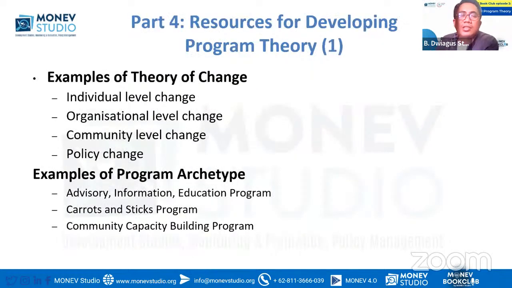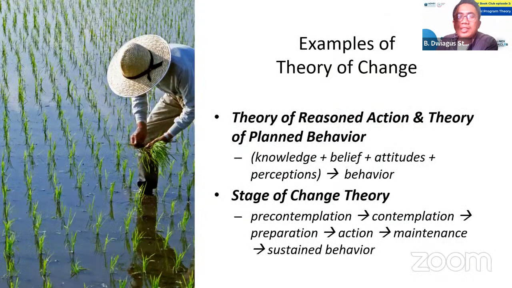So this is what I said is the more interesting part in the book, that there are a lot of examples of theory of change covering different levels: individual, organizational, community level, and policy level as well. And also examples of program archetypes, advisory, characteristic programs, community capacity building programs. I forgot there's some other things, I think. So these are just examples. I don't need to go through all of it.